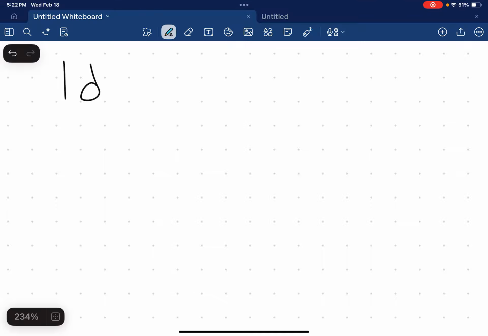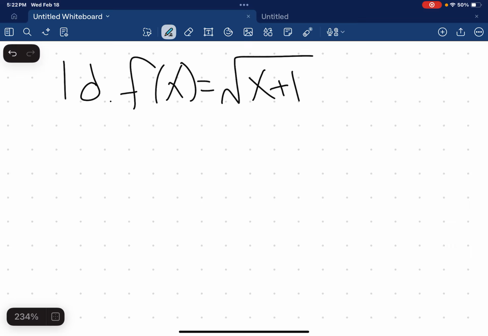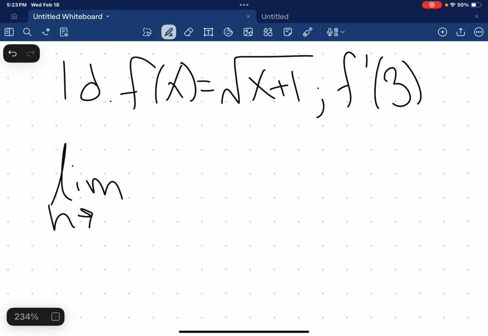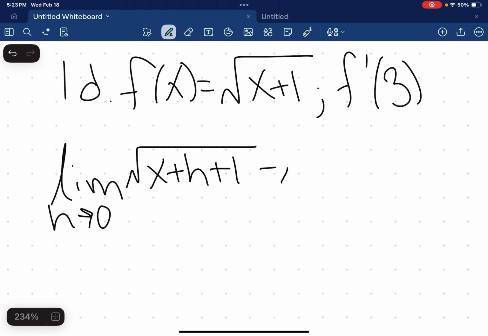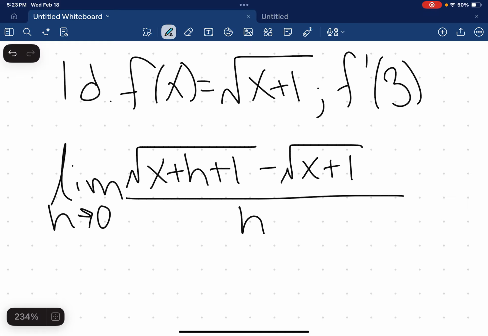Okay, whatever. 1D gives us f of x is equal to... where'd it go? Okay, here it gets weird. The square root of x plus 1. And we're told to find f prime at 3. Okay. Once again, using first principles, I need to stop saying that because this is starting to wear me out. We get this shenanigan, divided by h.